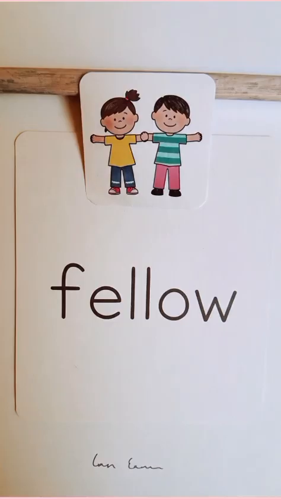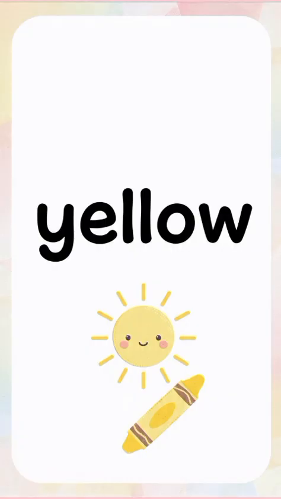The next word is fellow. Fellow. We clap two times. That means the word fellow has two syllables. And the next word is yellow. Yellow. We clap two times. That means the word yellow has two syllables.